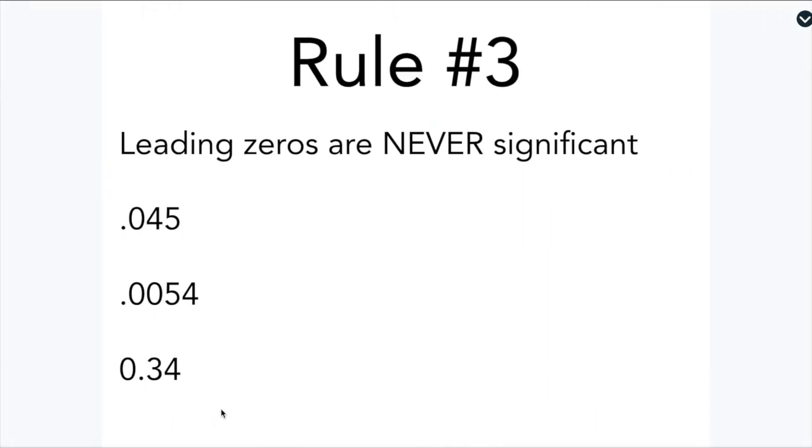Rule number 3, leading zeros are never, ever significant. So if you ever see a 0 at the beginning of a number, it does not count. So 0.045 only has 2 sig figs because the 0 is in front. 0.0045, even though you have 2 zeros here, we're only counting the 5 and 4. Sorry, I think I misspoke there. We only count the 4 and the 5 as sig figs, so this number only has 2 significant figures. 0.34, even though that 0 comes before a decimal place, it is still not significant because it is a leading 0, and 0.34 only has 2 significant figures.